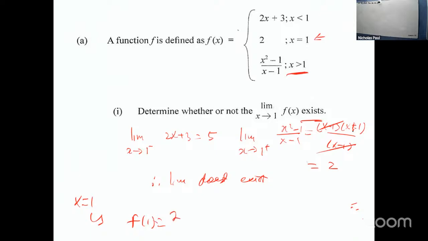But the limit doesn't exist, so we don't multiply, right? The limit doesn't exist and it's not the same. So therefore it is discontinuous. All right. Are you okay with that? It's also a jump discontinuity.